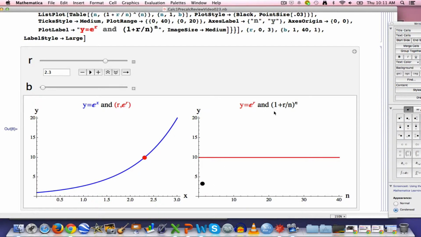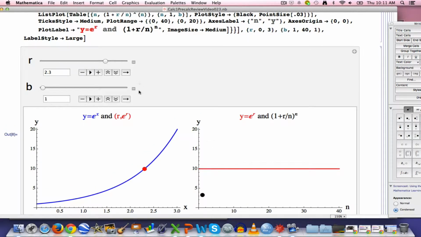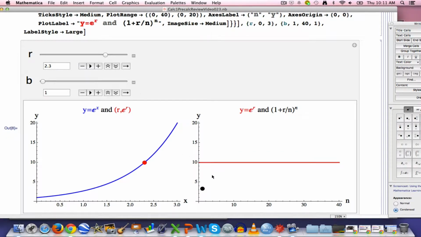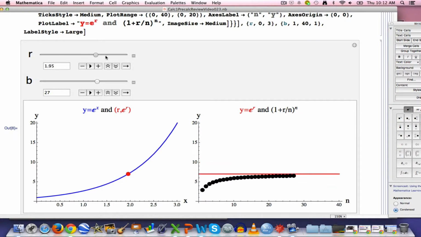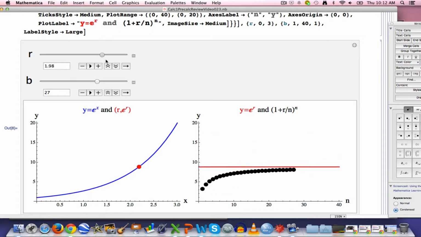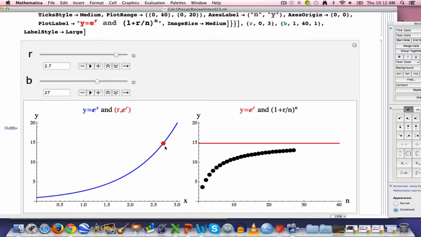The black dot is the value of 1 plus r over n to the n power when n is 1. The b here is also an animation parameter that tells you the largest value of n you're going to make for the dots over here. I can increase b and increase the number of dots. What are we seeing here? We're seeing that no matter what r is, the value of e to the r is the second coordinate of this red dot, which is also the second coordinate of all the points on this horizontal line.